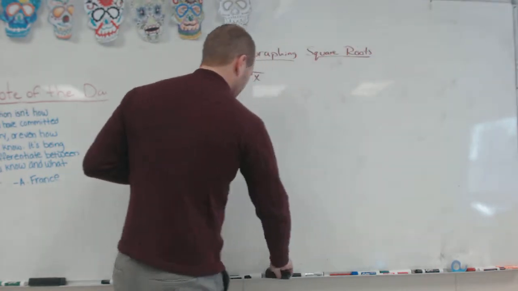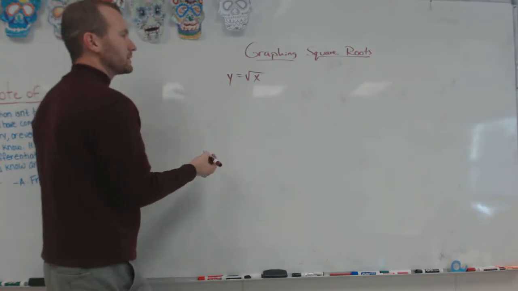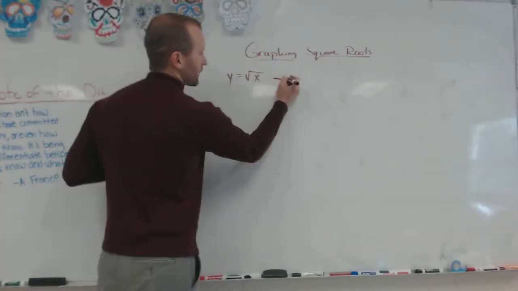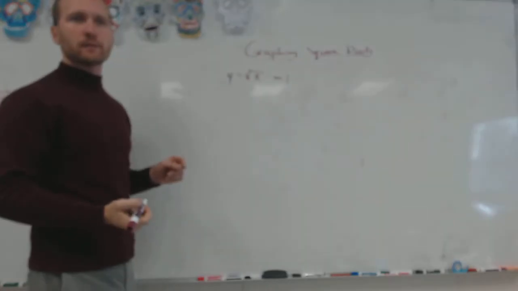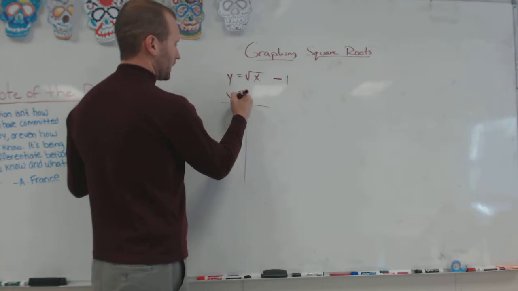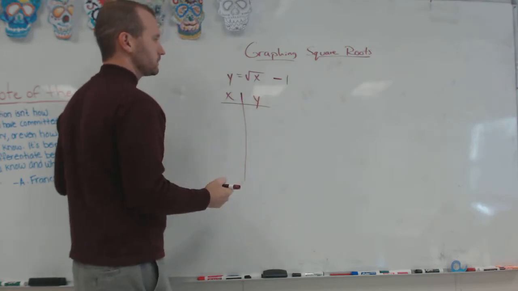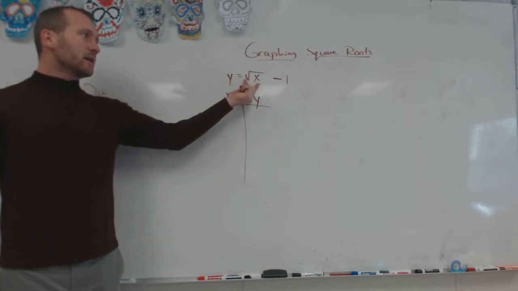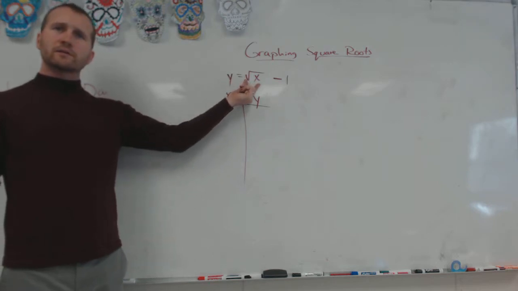There's a bunch of ways that we can move it around. So instead of y equals the square root of x, what if we had y equals the square root of x, and then out of the parentheses, minus 1? So again, let's just make a t-chart. X, y. In this case, the same things for my x's are going to give me simple answers for my y's.